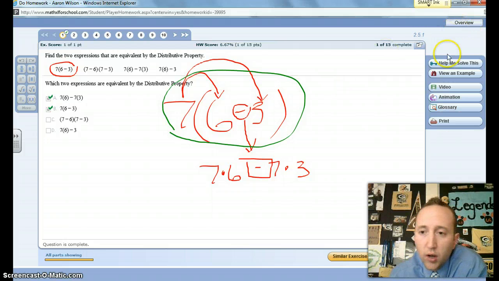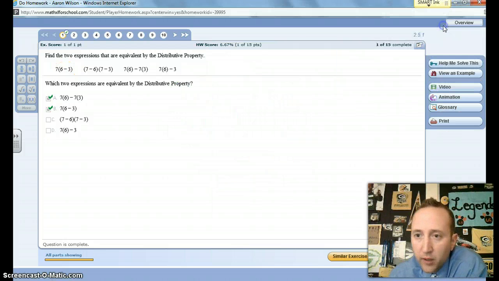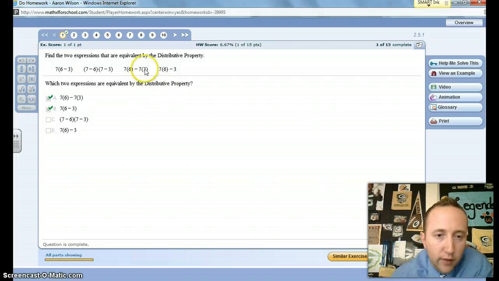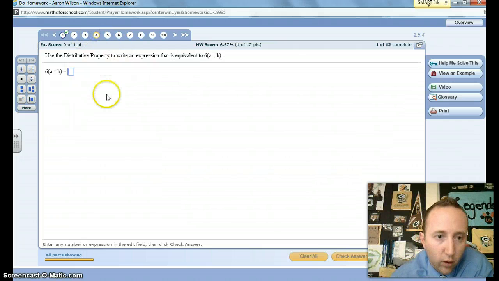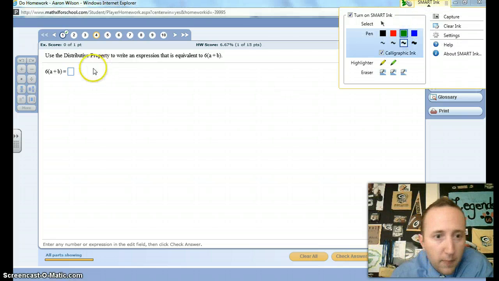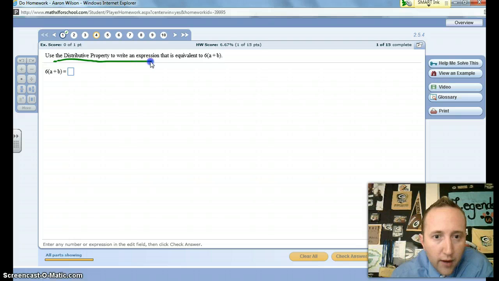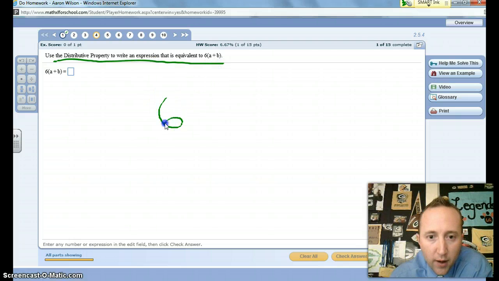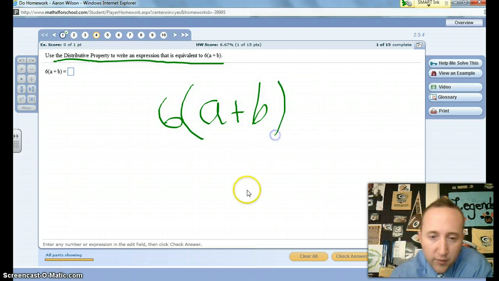Okay, so I am going to clear my ink now, clear it out, and let's jump to, I don't know, I'm going to jump around. Let's go to question 4. All right, here's one that's now not multiple choice. So it asks you to use the distributive property. Use the distributive property to write an expression that is equivalent to 6(a + b). And keep in mind it's 6, parentheses, a plus b, end of parentheses.